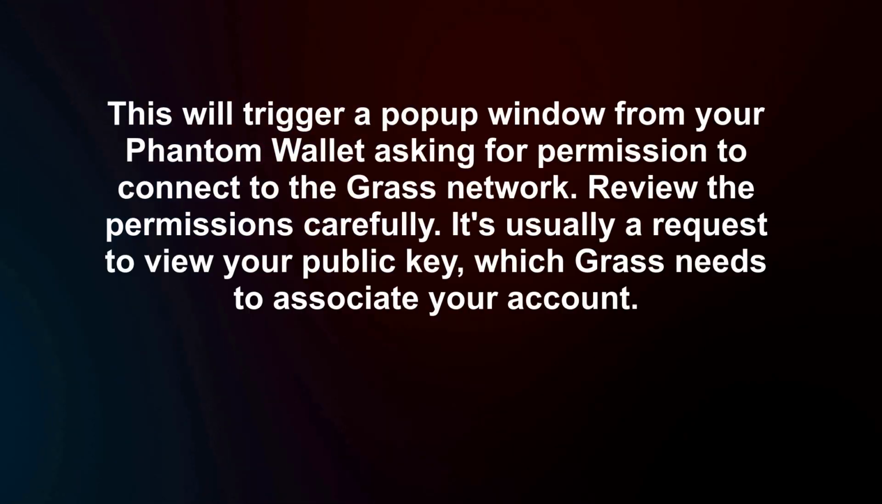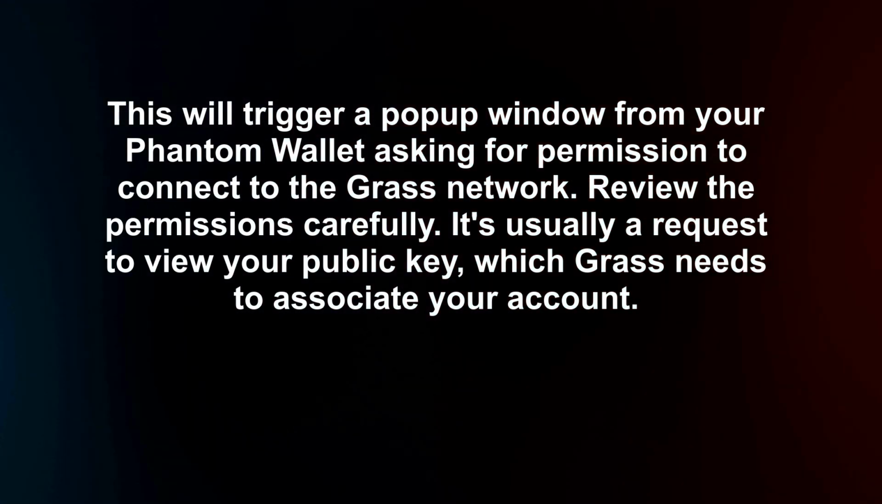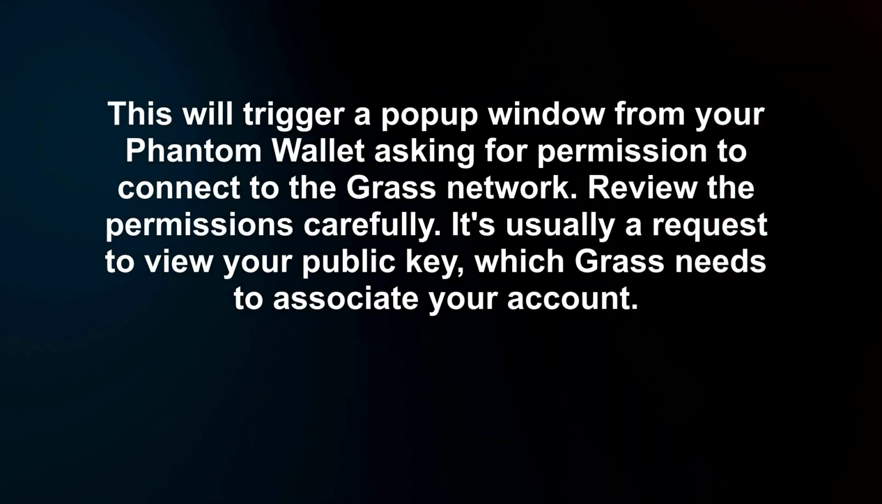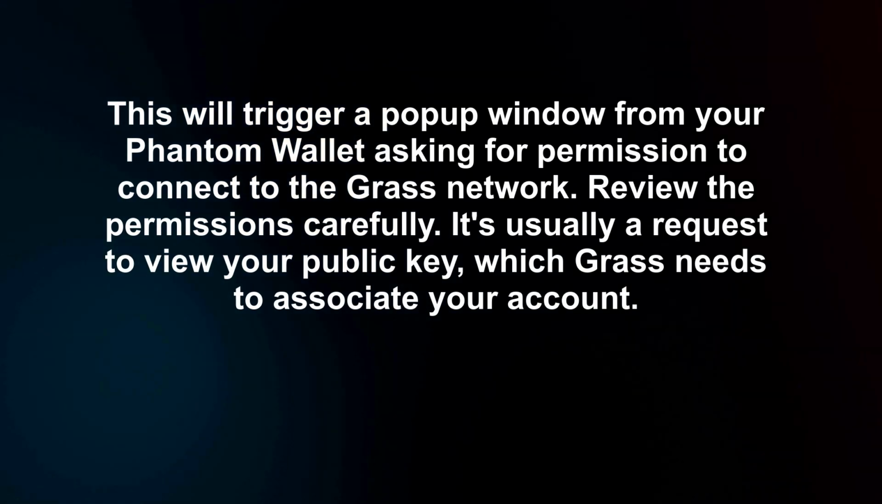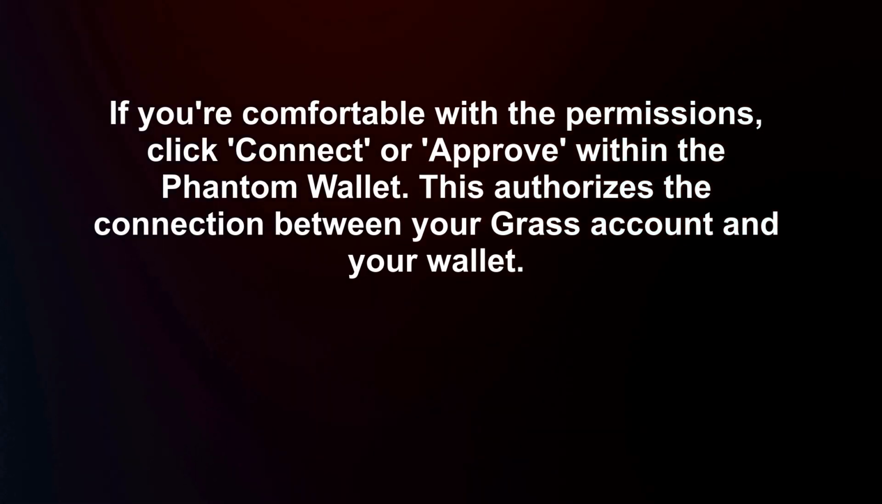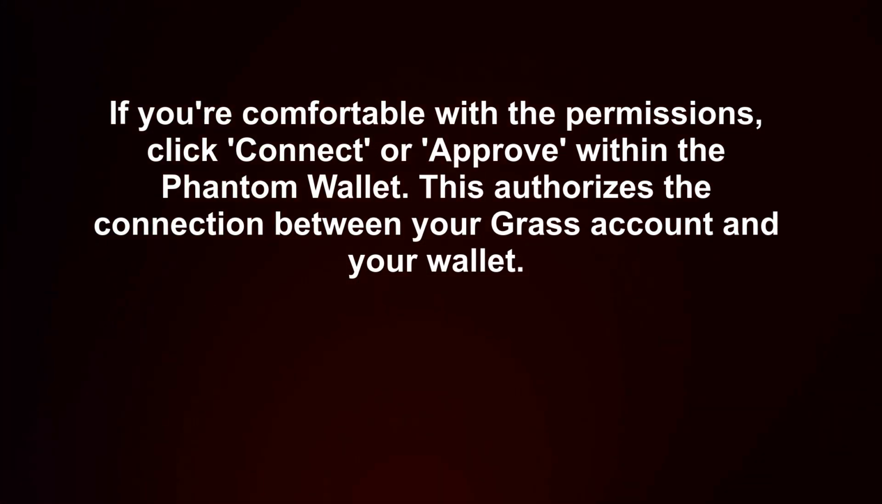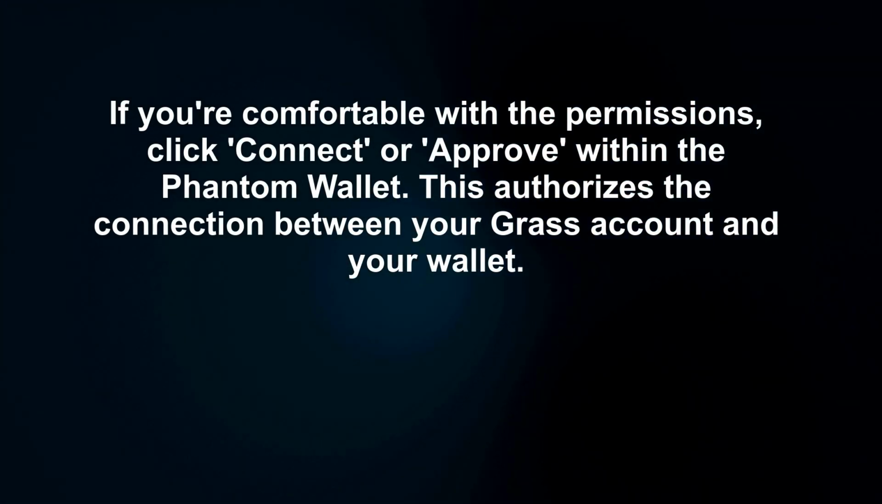Click on that button. This will trigger a pop-up window from your Phantom wallet asking for permission to connect to the Gross network. Review the permissions carefully. It's usually a request to view your public key, which Gross needs to associate your account. If you're comfortable with the permissions, click Connect or Approve within the Phantom wallet. This authorizes the connection between your Gross account and your wallet.